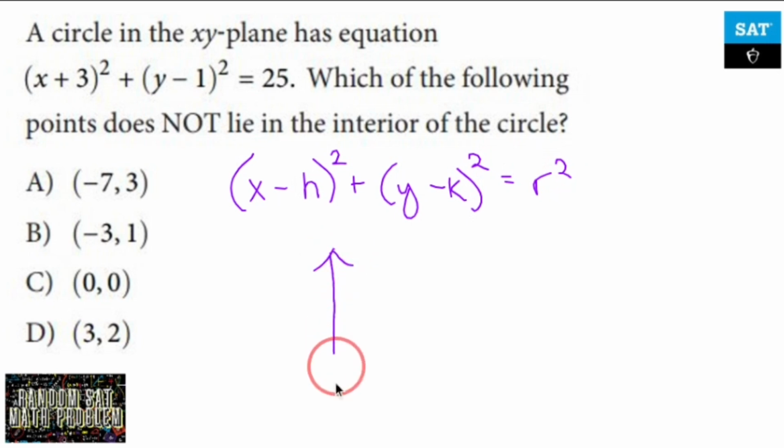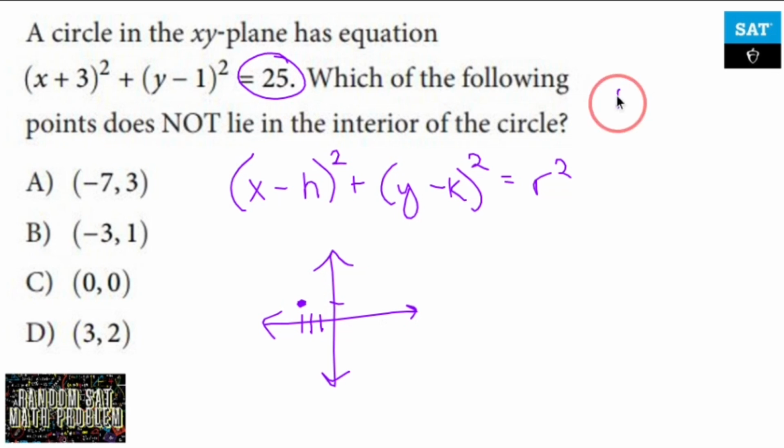So if I were to draw this out to the best of my ability, this x plus 3 means that negative h is going to be positive 3, so positive h is going to be negative 3. So my center is going to be at negative 3. Y minus 1 lines up with y minus k, so k is regular 1. Let's go up 1. My circle's center point is right there. 25 means that r squared is 25, so if I square root that, I have a radius of 5.